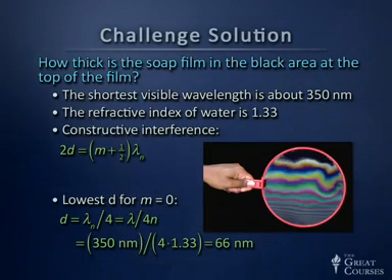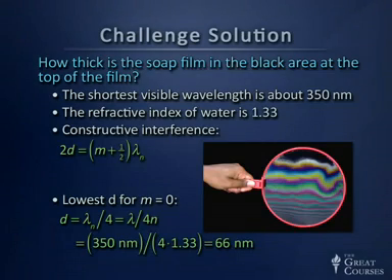That's the thickness right where that soap film becomes black or becomes transparent because no light is reflecting off it. No interference pattern can be met, no interference condition can be met for visible light.